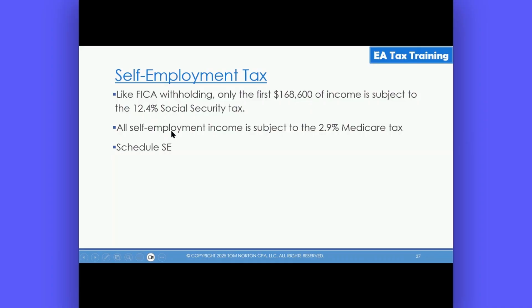But all of your self-employment income is subject to the 2.9% Medicare tax, just like all of your wages are subject to the 2.9% Medicare tax. So that same rule applies whether you have a salary or whether you have self-employment income.